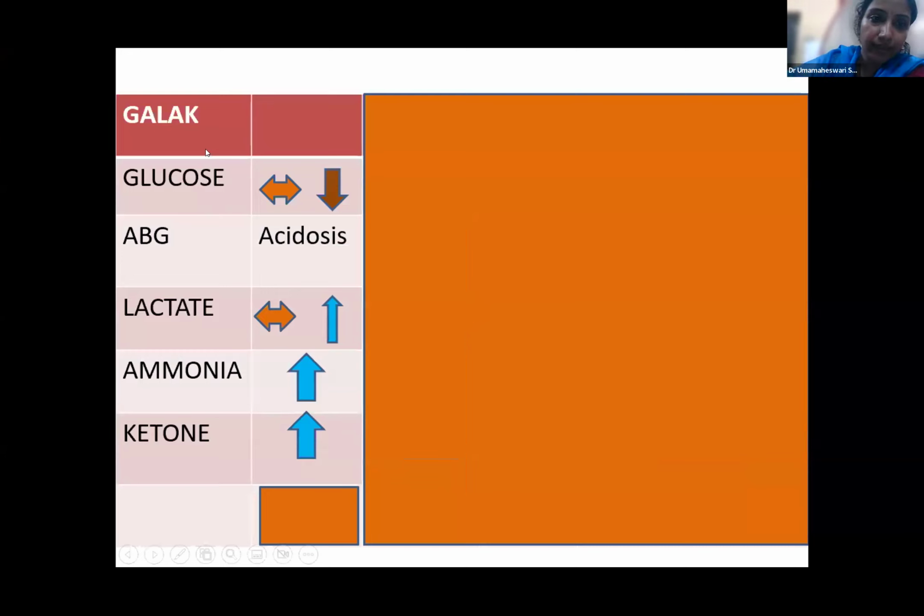Okay, so GALAC stands for glucose, ABG, lactate, ammonia, ketones. Depending on what is happening, we might be able to differentiate at baseline between organic acidemias, fatty acid oxidation defects, etc. When glucose is non-contributory, the ABG shows acidosis with mild lactic acidosis or normal lactate, with elevated ammonia and elevated ketones. What is this? You can put it in your Q&A or chat box.